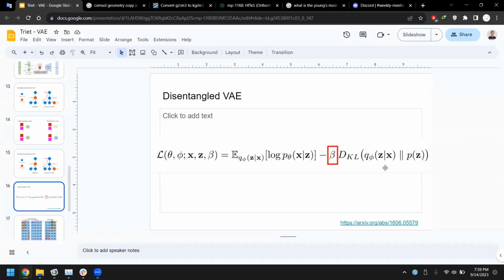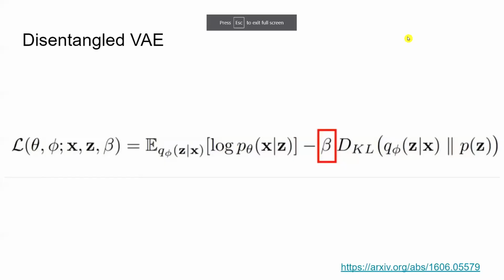Okay, so in an entangled variational autoencoder, this beta is set to 1, and then a disentangled one can be set to any value. Yes. And that's all the difference between the two? Yeah, that's not the only difference. Okay, that makes sense. All right.